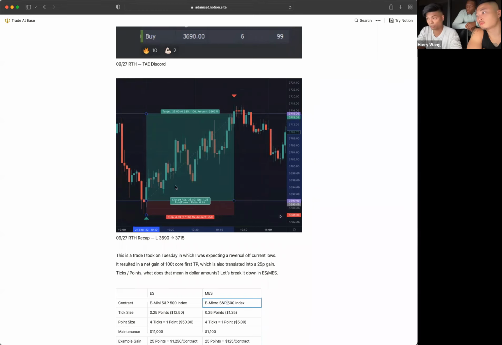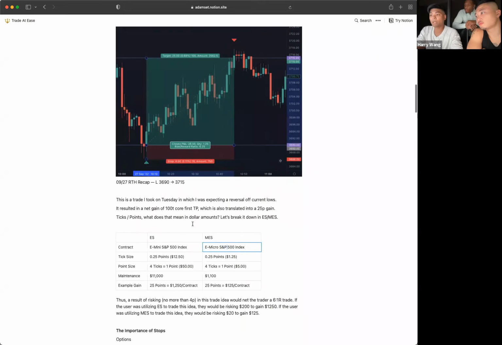Here's a quick little chart for me to break it down. As we know, the ES is $50 per point and the MES is $5 per point. Therefore, a 25-point gain would result in $1,250 per contract on the ES and $125 per contract on MES.